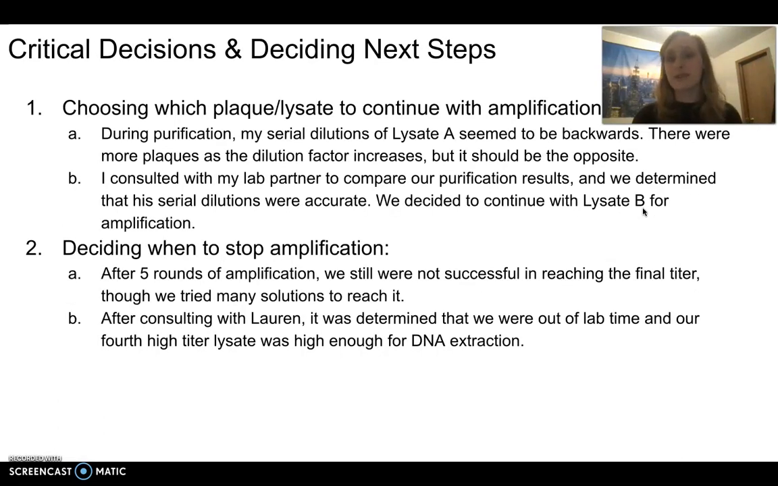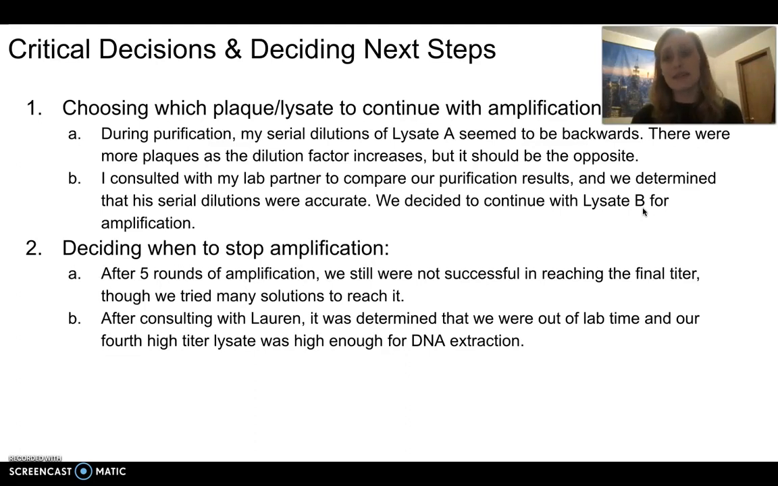We also had some critical decisions that we needed to make this semester. First of all, we had to choose which plaque and lysate to continue with amplification, because there was lysate A and B. During purification, actually, my serial dilutions for lysate A seemed to be backwards, and they didn't make sense. So after consulting with my lab partner, we decided that his serial dilutions made more sense, and we continued with lysate B onto our 5 rounds of amplification.